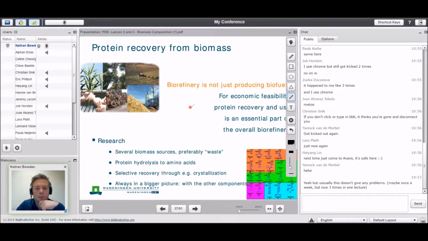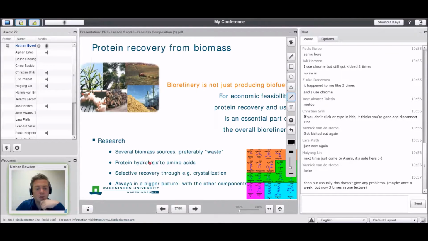Recovering protein from biomass. Biorefining is not just for producing biofuels. A lot of people think biorefinery means biofuels. That's not the case. For economic feasibility, you must also focus on protein recovery as an essential part of a first step. Because if you can extract the proteins, there's still all of the lignin and the cellulose and the hemicellulose that you can use for fuel. The protein is really too valuable to waste. Several biomass sources are preferred.